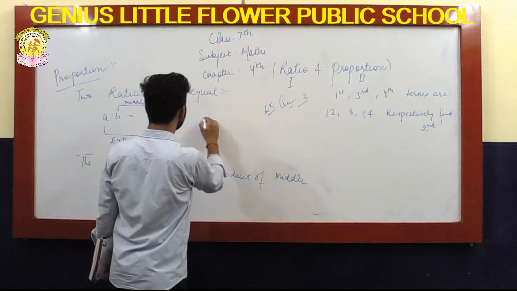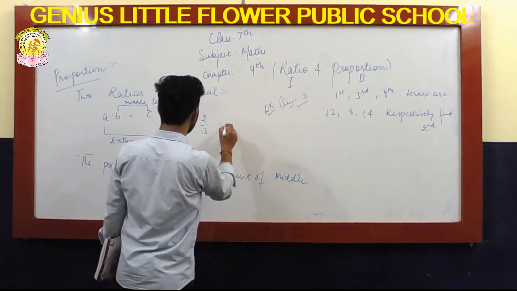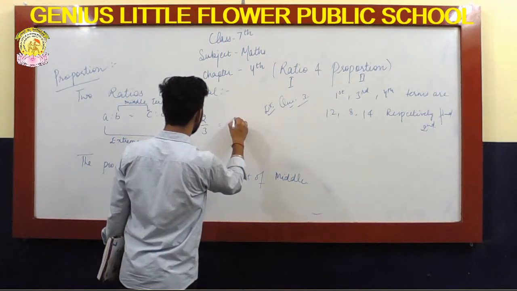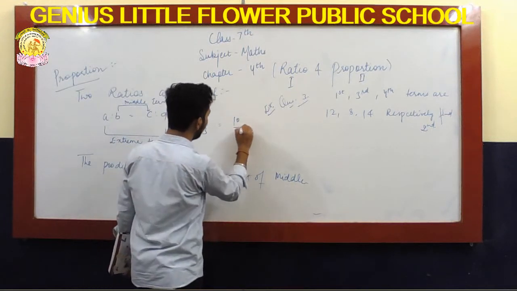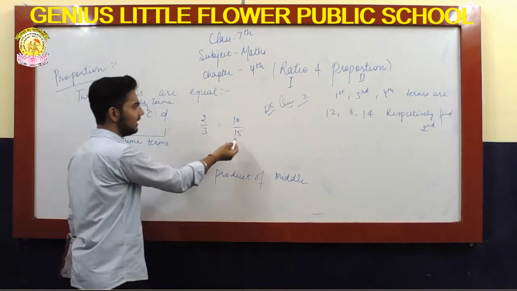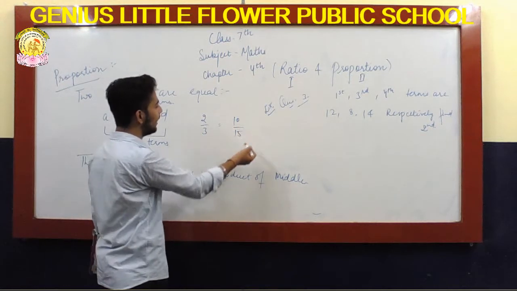For example, 2 by 3 is equal to 10 by 15, which is giving you, if you divide these by 5, that will give you 2 by 3.